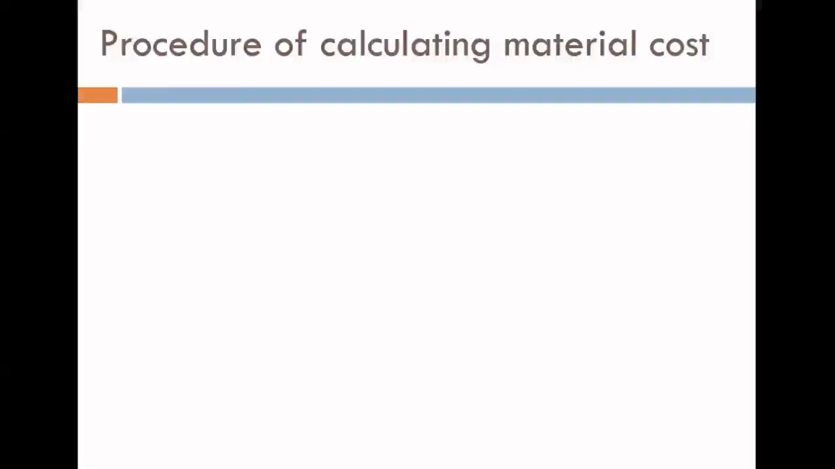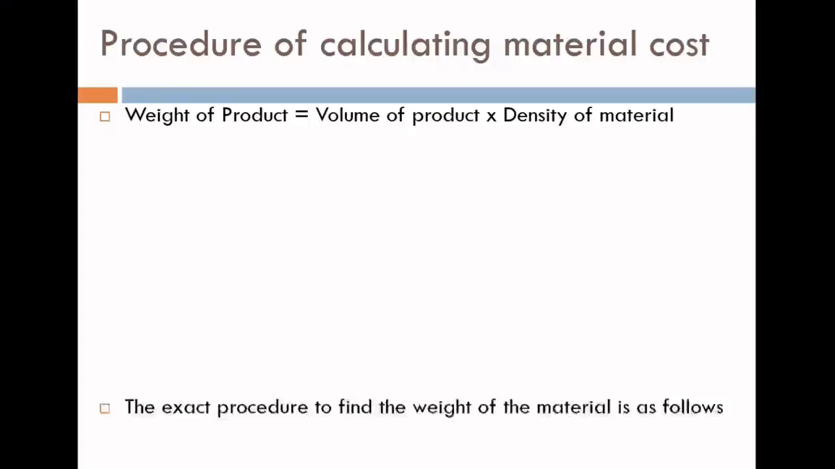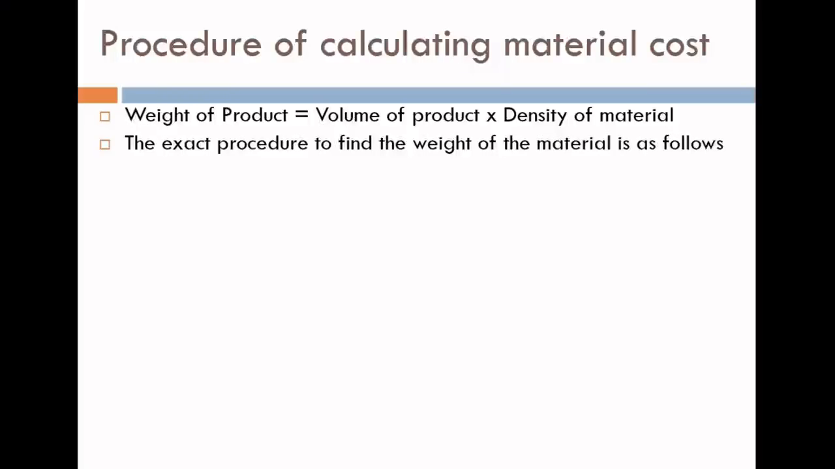Procedure of calculating the material cost. When estimating the weight of the product from a drawing, it is necessary to calculate the volume of the material. The volume of the material we calculate from the mensuration, and the density of the material we have. So here we calculate the weight of the product, which is equal to the volume of the product times the density of the material. The exact procedure to find the weight of the material is as follows.